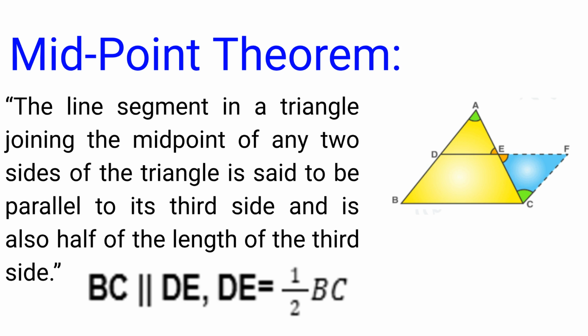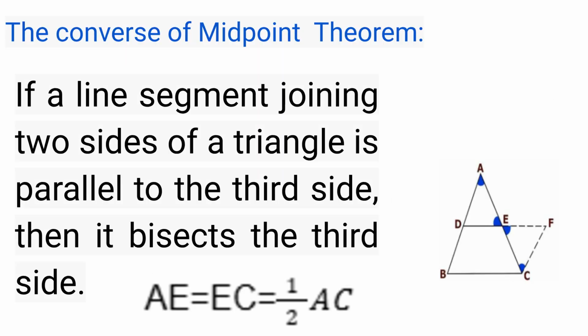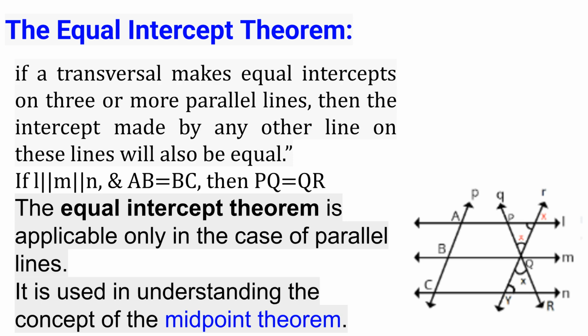The line segment in a triangle joining the midpoint of any two sides of the triangle is said to be parallel to its third side and is also half of the length of the third side. That is called the midpoint theorem. If a line segment joining two sides of a triangle is parallel to the third side, then it bisects the third side. The equal intercept theorem.